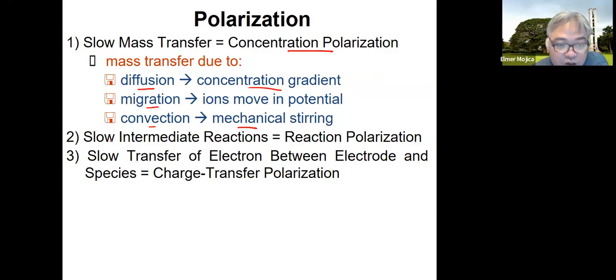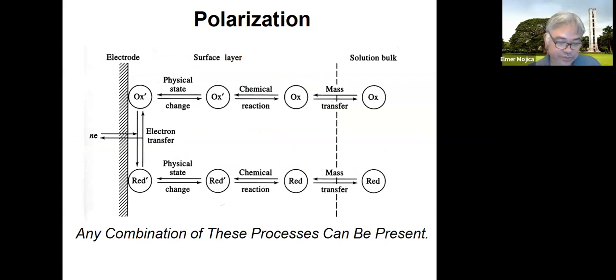Now, if there are slow intermediate reactions that happen, we can have this so-called reaction polarization. Okay, and if there's a slow transfer of electrons between the electrode and the species, we can have this so-called charge transfer polarization. And I think I have this one. So what do we see here? How many regions do we see here? Because this thing that happened here is the combination of the processes. So how many regions do we see here?